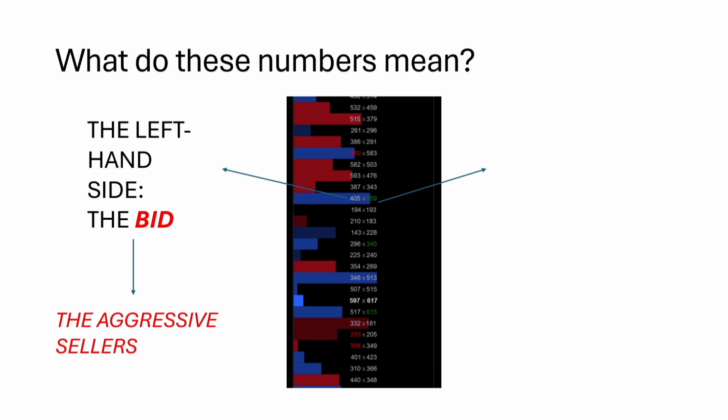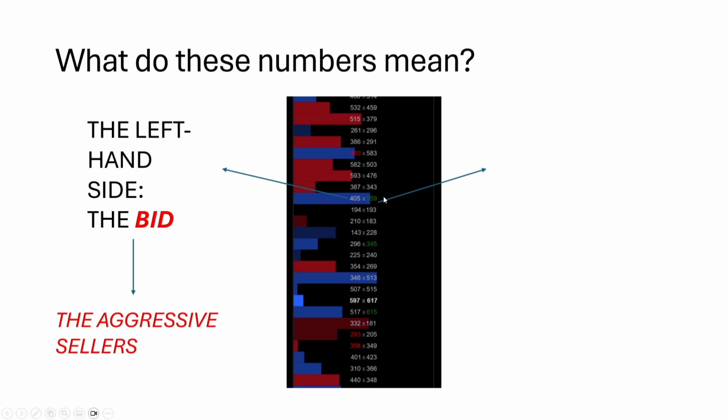I want you to almost visualize it as a tug of war, right? The story can be seen as a tug of war or an auction between buyers and sellers for this particular price and time. So let's say this is a 1-minute candle, just for argument's sake, S&P 500 futures. Now, if you're looking at this, 405 simply represents the aggressive sellers. So it tells you at that price.